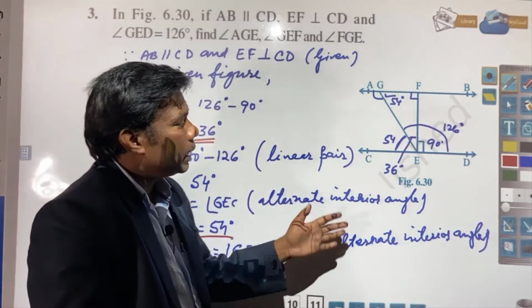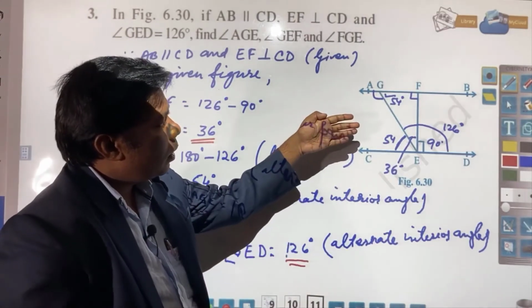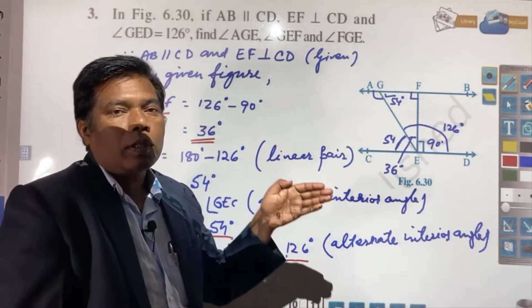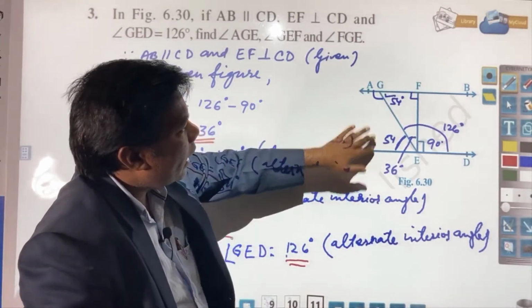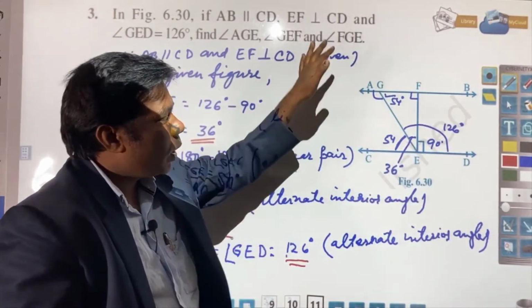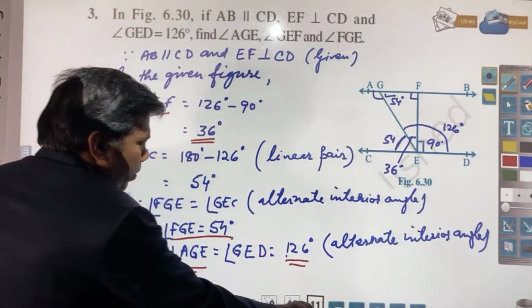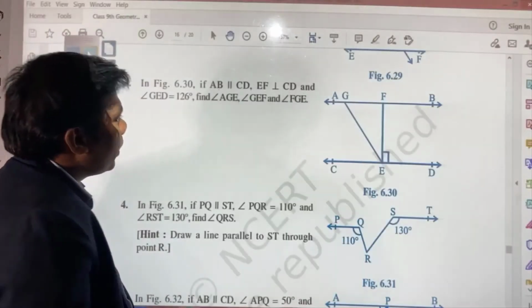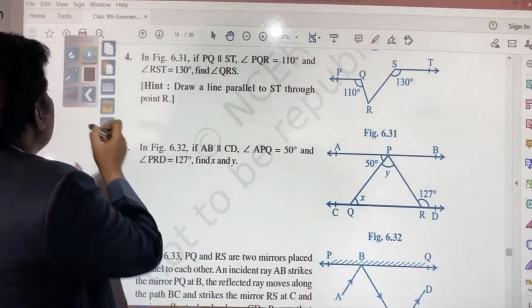So in this exercise especially, what you need to know is what theorems and axioms you have learned. For parallel lines and transversal, what properties you have learned, the same thing is required to be applied. Next question you see.